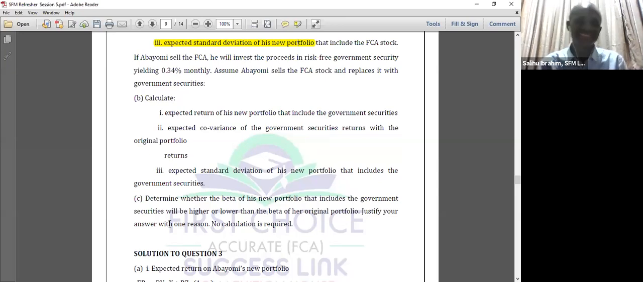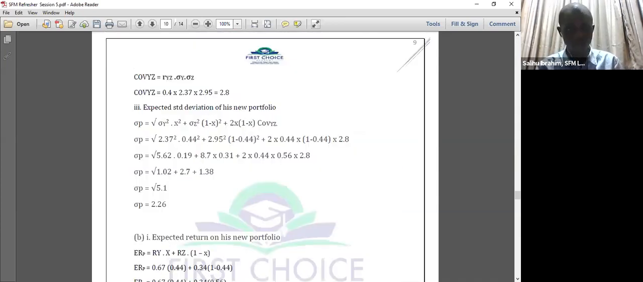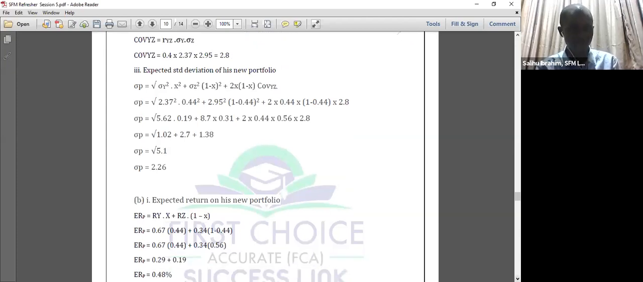So if he sells the FCA stock, he will invest the proceeds in risk-free government security, yielding 0.34% monthly. Assuming Abayomi sells the FCA stock and replaces it with the government security, calculate the expected return on his new portfolio that includes the government security. So let's go, how to compute expected return. I don't think that should be a problem.